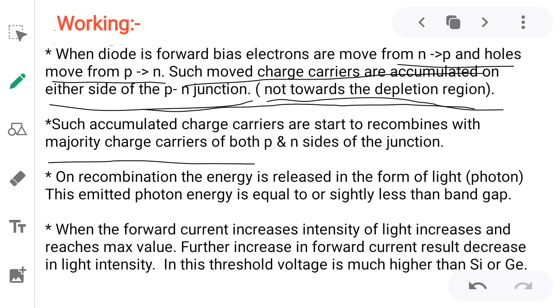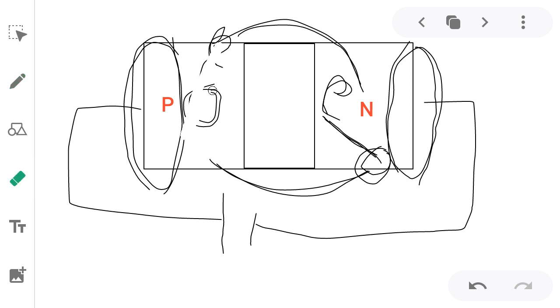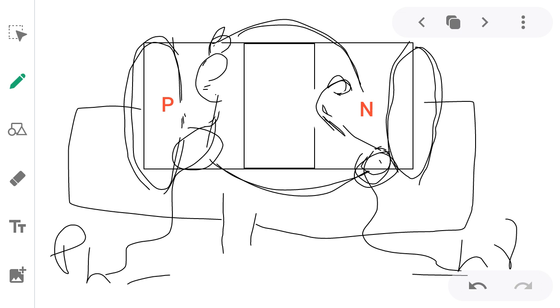Next point, on recombination, the energy is released in the form of light, or a photon. This emitted photon energy is equal to or slightly greater than the band gap. What is this process? When this recombination of electron and hole takes place, it emits a photon, a photon of energy h nu. This emitted photon energy is equal to or slightly less than the band gap.